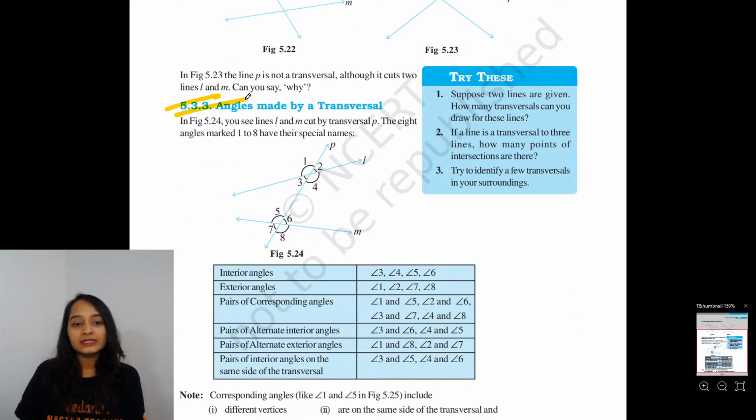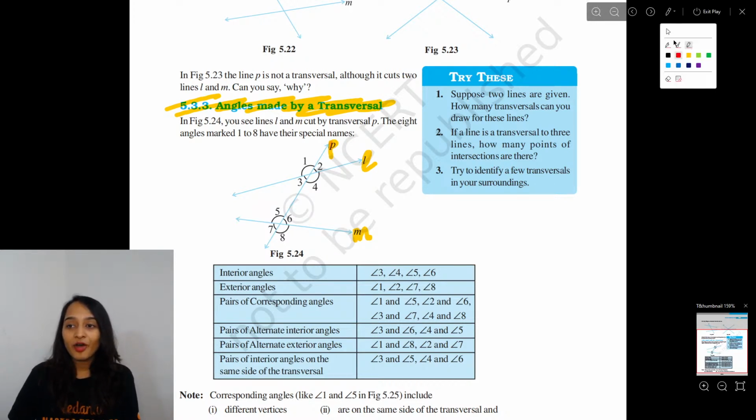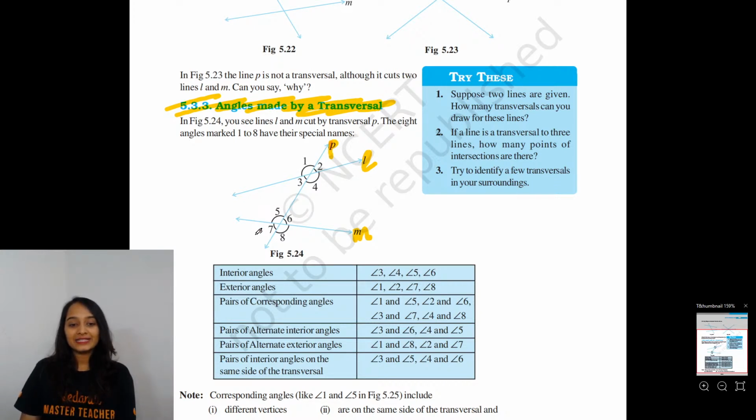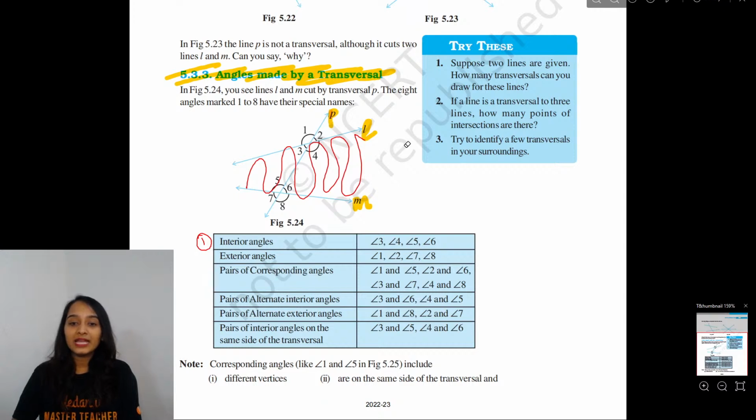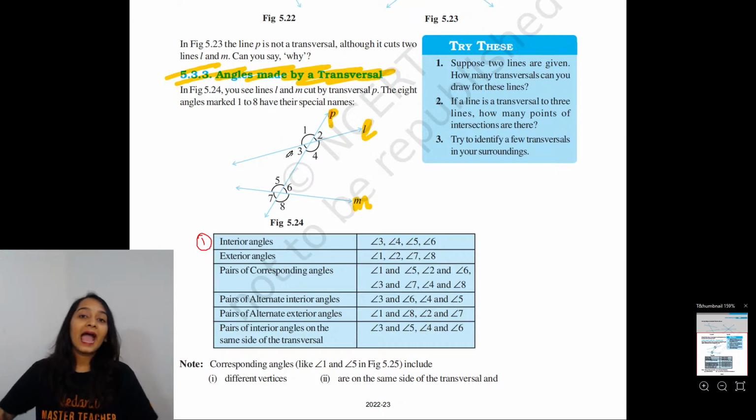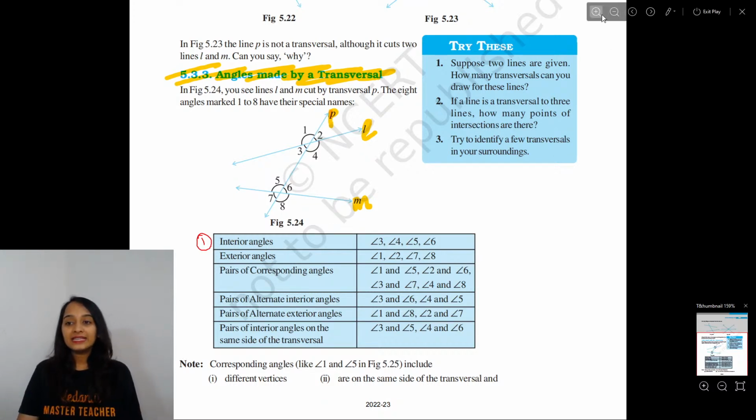Now, when that happens, you can see that there are angles which are formed. There are two lines L and M, and there is a transversal P. So when the transversal P cuts lines L and M, there are angles which are forming. So 1, 2, 3, 4, 5, 6, 7, 8. These are the 8 angles which are forming, and we have named them also. The first one is interior angles. All the angles lying inside the interior region of the two lines are called interior angles. Exterior angles are angles lying on the outside of the two lines. For example, 1, 2, 7 and 8 are exterior angles.